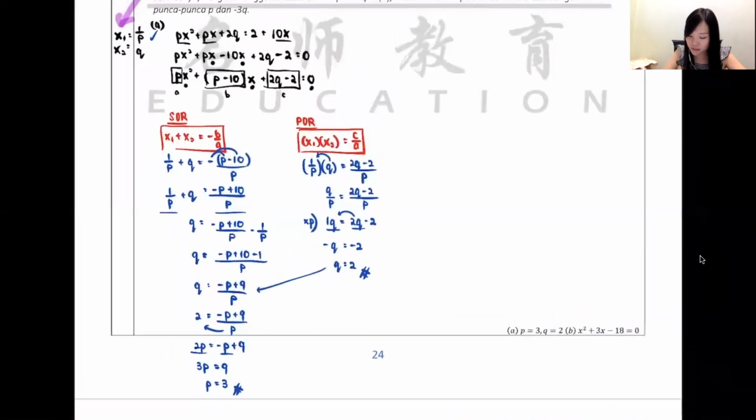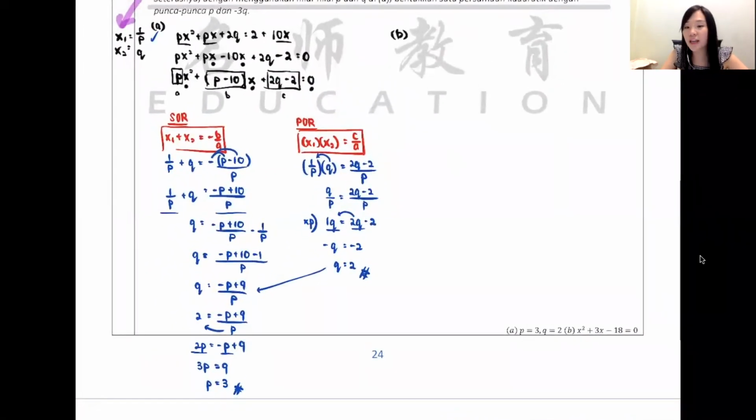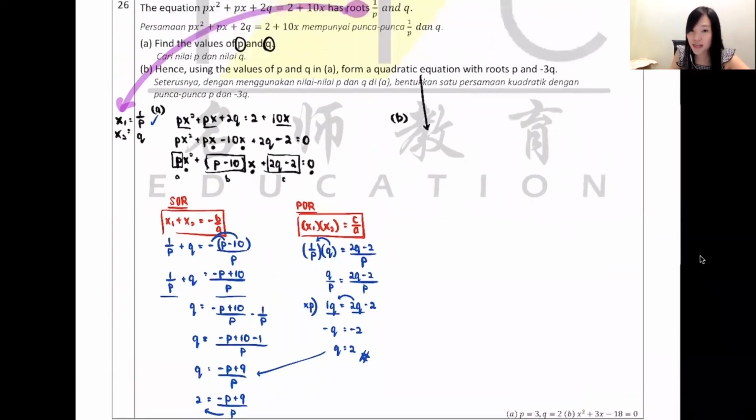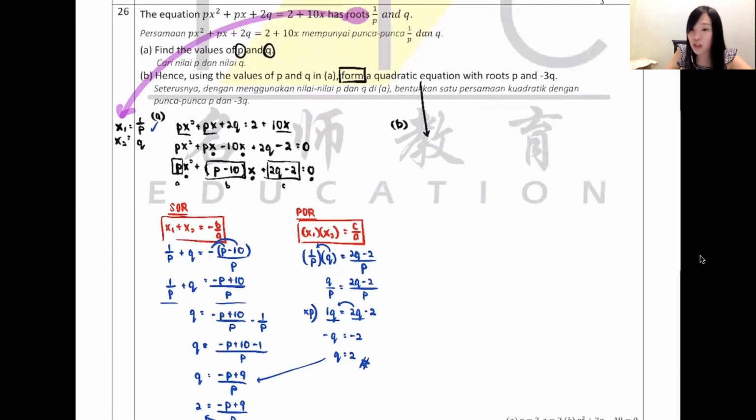I make it smaller. B. Okay, I move slightly down so I can read the question also. So B, they say, hence, using the P and Q in A. So they want you to use back the answer you just got. Listen, form a quadratic equation. So guys, at the start, I told you quadratic equation will look like this. Right? So now, they want me to form a quadratic equation with the roots P and negative 3Q.